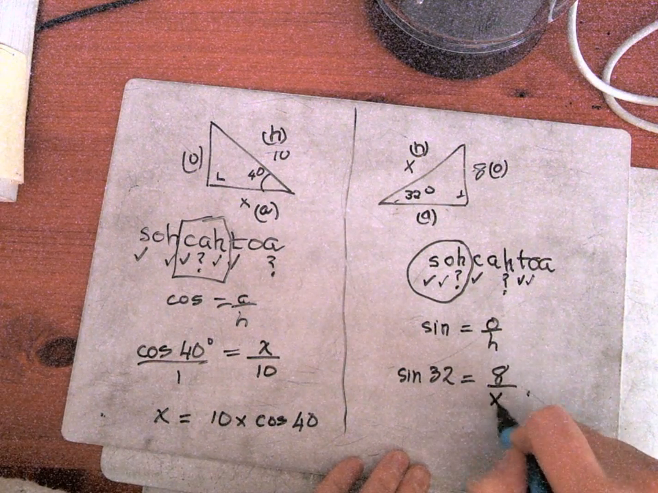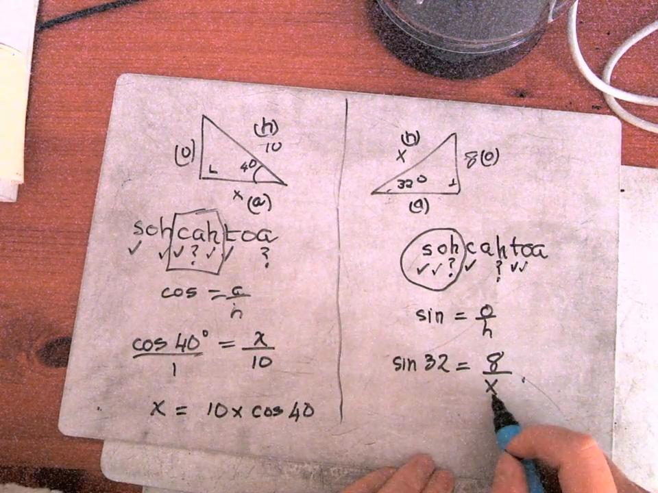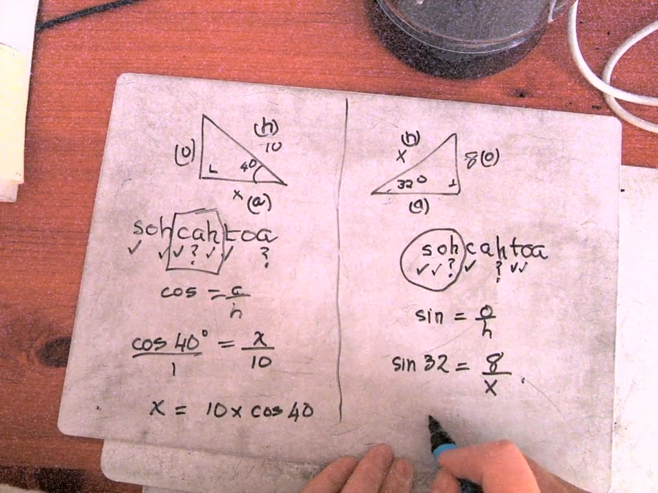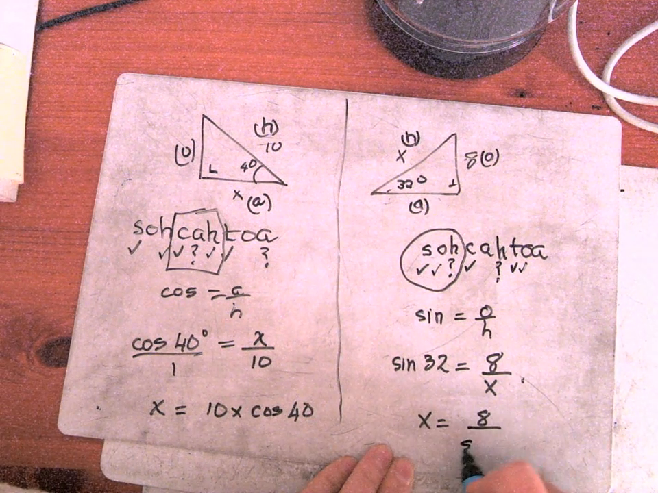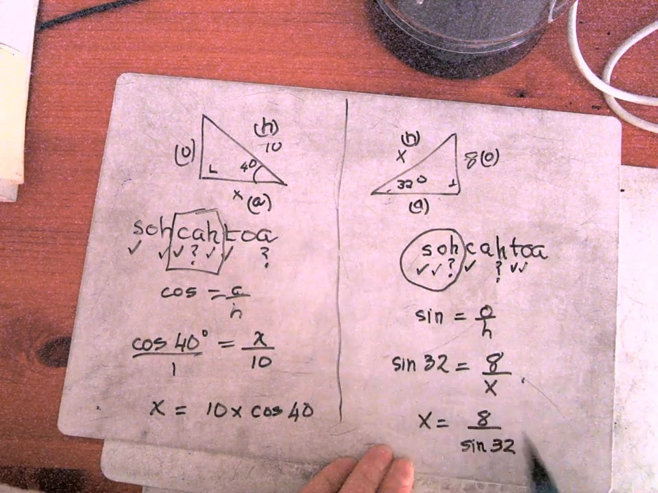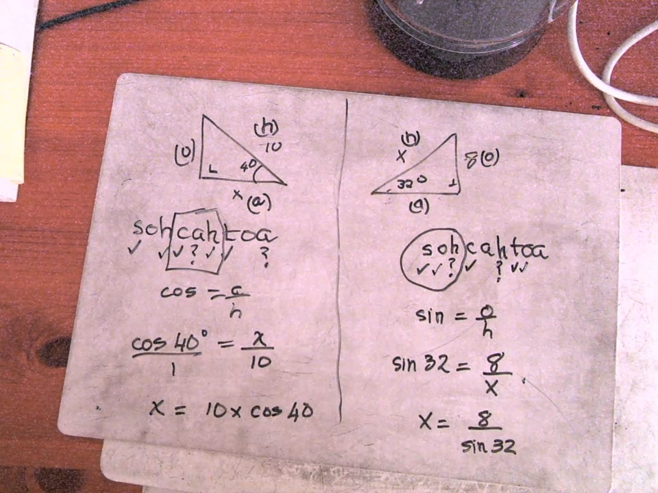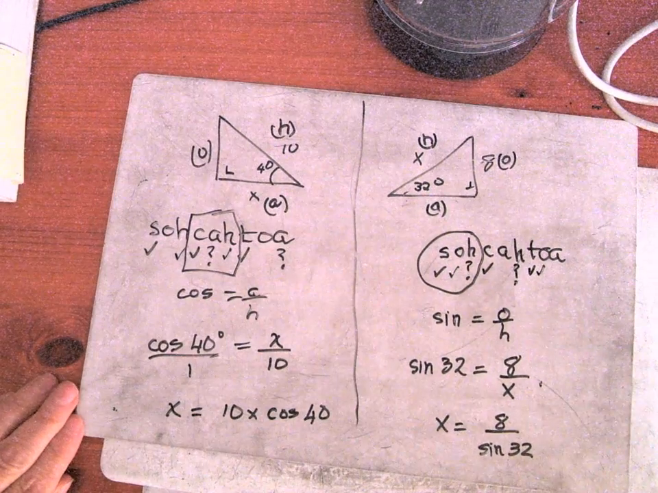Now, when the x ends up underneath the line, all you do is swap the sine 32 with the x. So x is equal to 8 divided by sine 32. So you just swap the x and the sine 32. So this time you're dividing. I'll leave you to put that into the calculator yourselves and press equals.